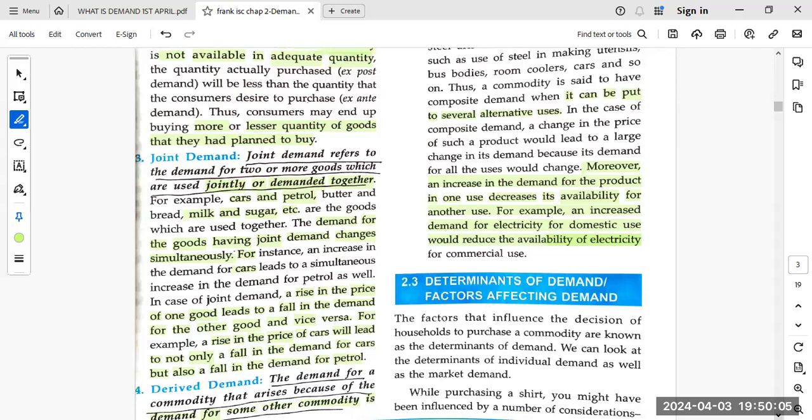How will the demand for petrol fall? Because then no one will be purchasing cars, or the cars purchased will be fewer. So if fewer cars are purchased, then the demand for petrol will also fall. So in case of joint demand, a rise in the price of one good will lead to a fall in the demand for the other good and vice versa. Similarly, if the price of petrol goes up, then people will not be willing to buy cars.